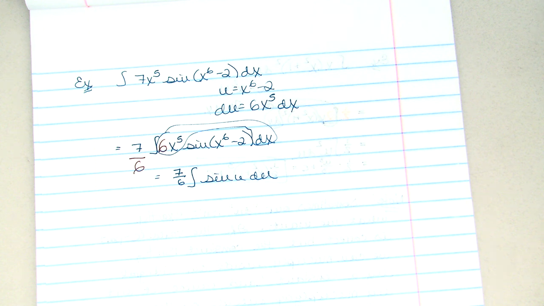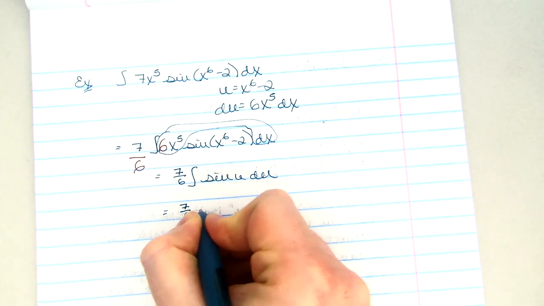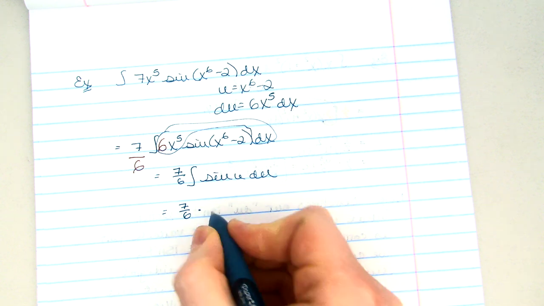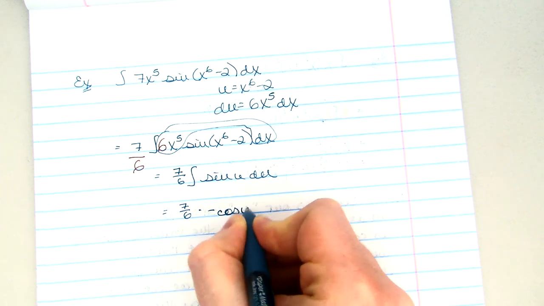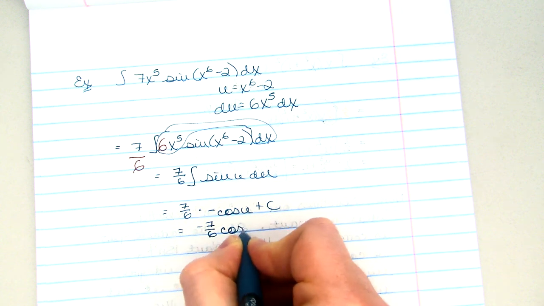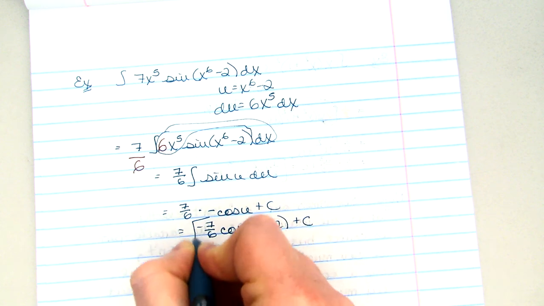Okay, so we're going to get 7 over 6. Help me out. Cosine u or negative cosine u? Negative because it's an antiderivative. So my answer is negative 7 over 6 times the cosine of x to the 6th minus 2 plus a constant.